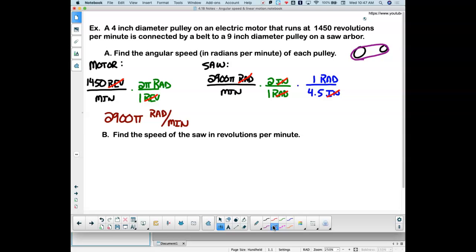So 2900. I get, as an exact answer, 11,600 pi over 9. Okay. Find the speed of the saw in revolutions per minute. Well, I'm going to use my exact.